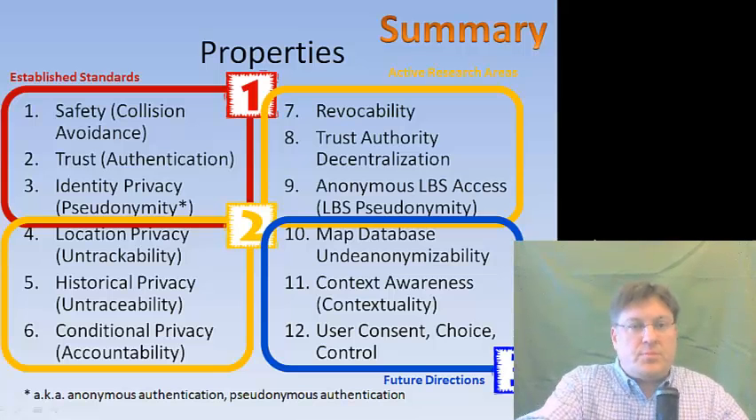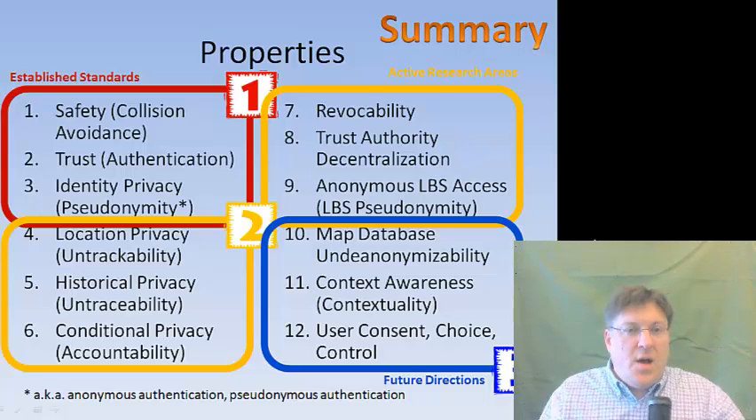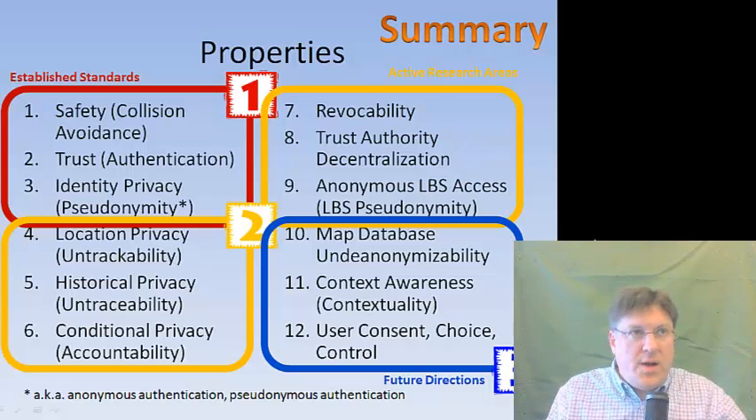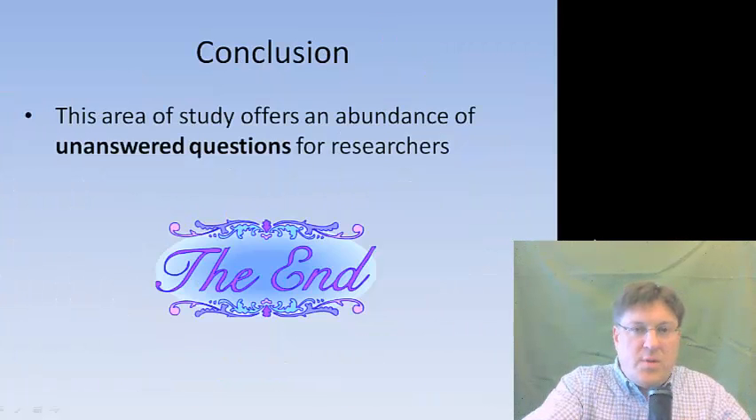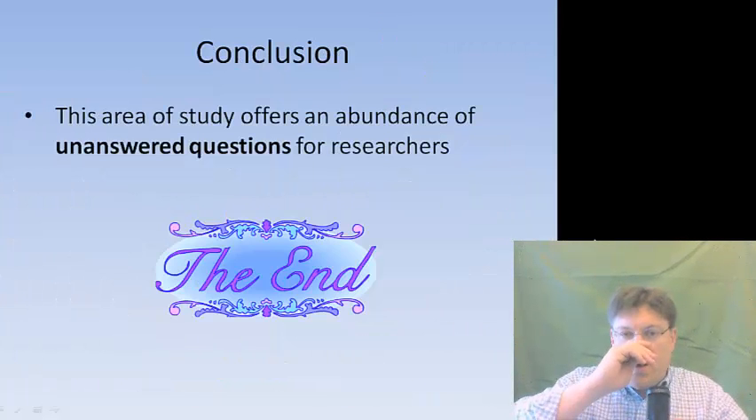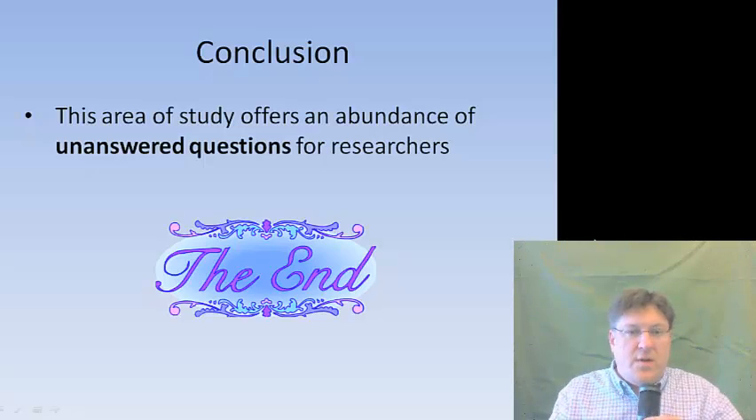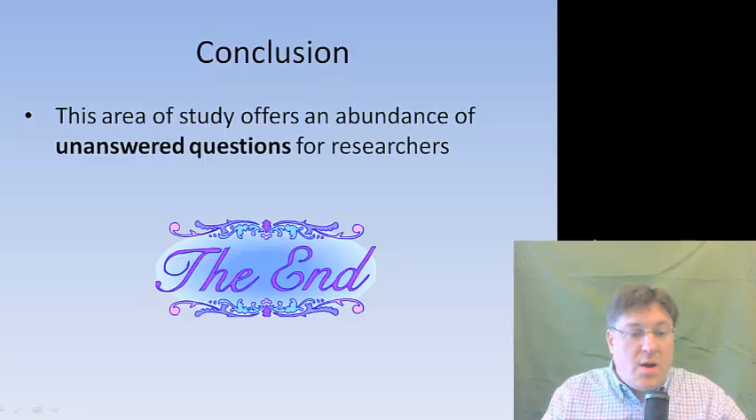So, you have now seen a brief overview of the vehicle network privacy properties. You've seen the established standards, you've seen the active research areas, and a couple of the future directions. I hope that this has been useful for you. You can see that there are a lot of areas to be researched here. There are a lot of unanswered questions, and I look forward to giving you my next presentation, which will be the area that I intend to explore more thoroughly.